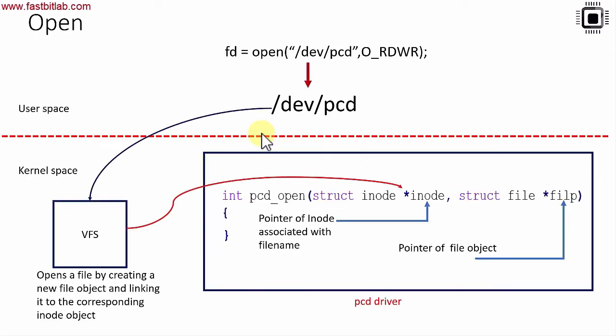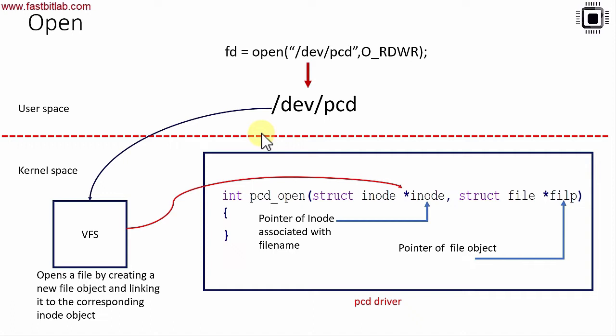Let's move forward. First, let's explore the open method. Let's say you have loaded your PCD driver. PCD stands for pseudo character device driver. And let's say your driver has created a device file /dev/pcd. Let's say the user process uses the open system call to open this device file. When the open system call is used on this device file, what happens? The system call is transferred to the kernel.